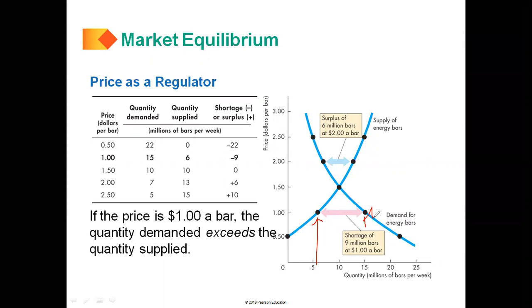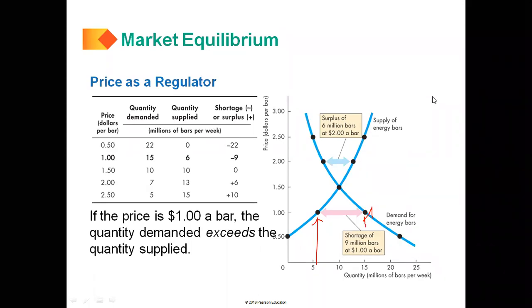And that process, as you can imagine, some of the consumers are willing to buy the bars at $1, and some of the suppliers lower their price, and the market will eventually naturally work back toward that equilibrium.